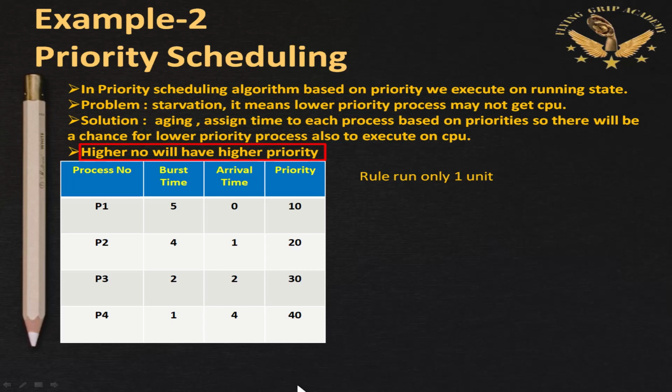Now which one has the highest priority? 40 has the first priority, 30 has the next highest priority, next 20 has the next priority, and 10 has the next priority. Like that we need to execute. Here the rule is to run only 1 unit of time, so we allow each process to execute for only 1 unit of time.